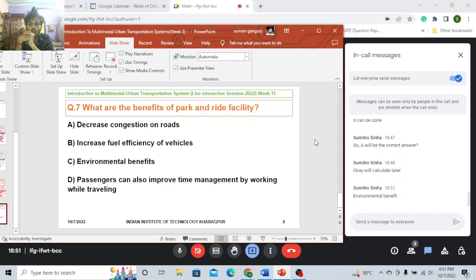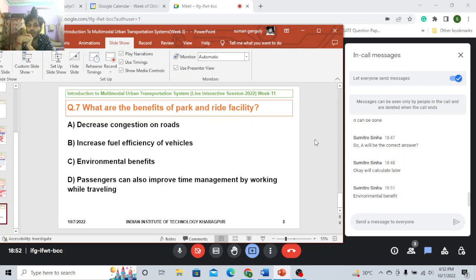While the others will also answer, let me ask you one more question: if it is having the environmental benefits, why is it not decreasing congestion on roads? Because if I do not have the park and ride facility, maybe the commuter ends up reaching the urban area, or close to it, by his vehicle. So then it will increase the congestion on the road, right? And because he is not using it, it is having some environmental benefits also, right?